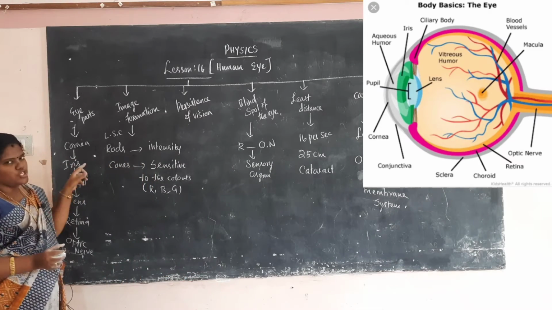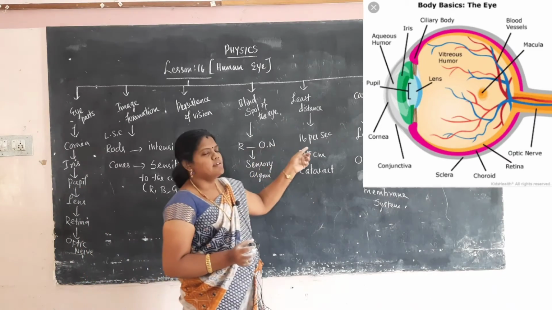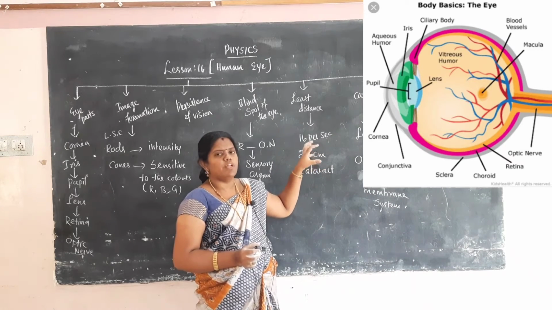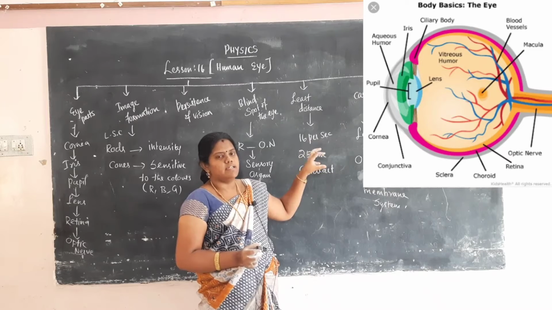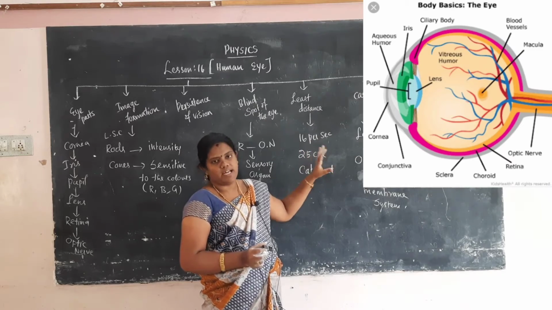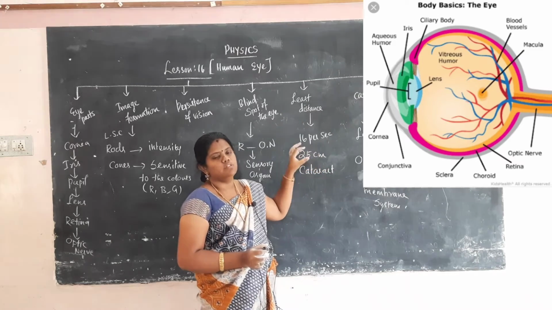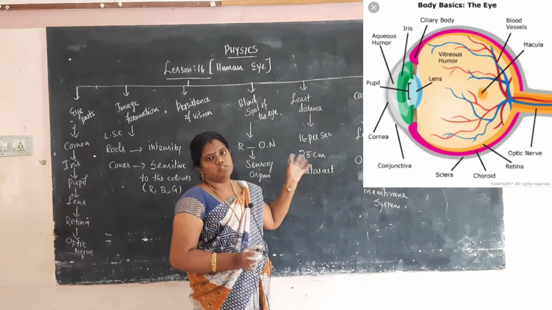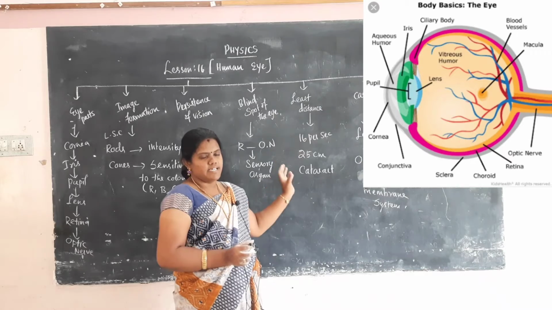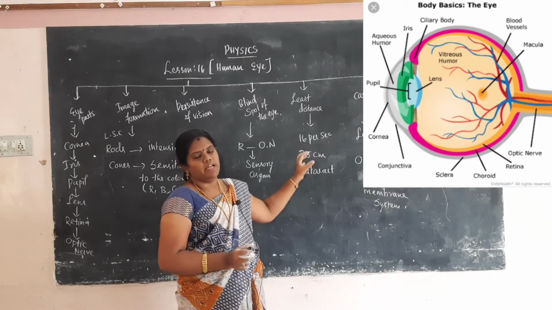And the second one is the iris. The iris is behind the cornea. The iris restricts the amount of light energy that passes into the eye. It controls the amount of light entering the eye. The iris is also responsible for viewing colored images. So the first part is the cornea and the second part is the iris, which adjusts the amount of light entering the eye.